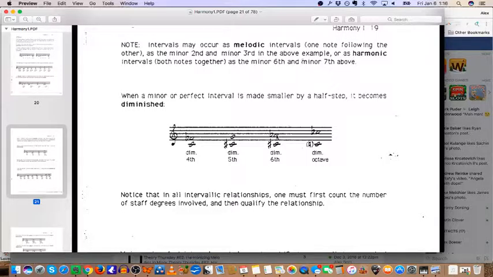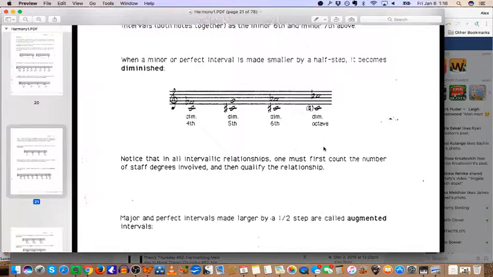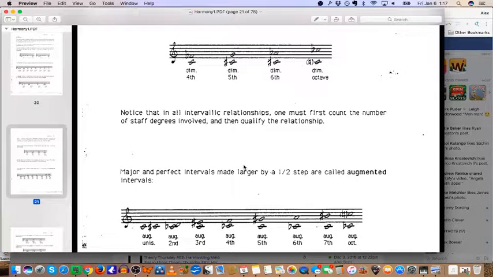Minor or a perfect interval, yeah. So we had a minor 6th, right? C to A flat, made smaller by raising the lower note, diminished 6th. And then there's a diminished octave because it used to be a perfect octave. Notice that in all intervallic relationships, one must first count the number of staff degrees involved and then qualify the relationship. So what it's saying is basically, for starters, pretend the accidental isn't there, figure out the interval, and then add the accidental, just to be more specific, I guess.